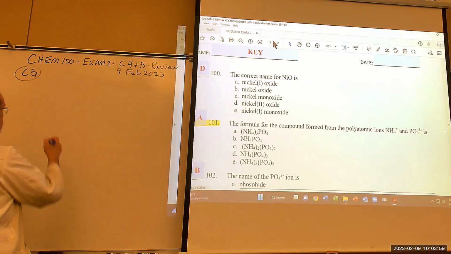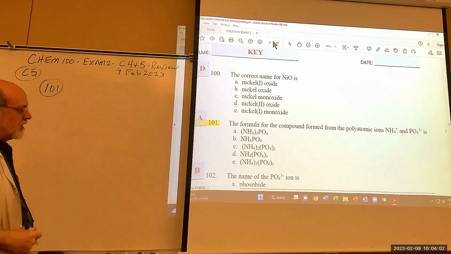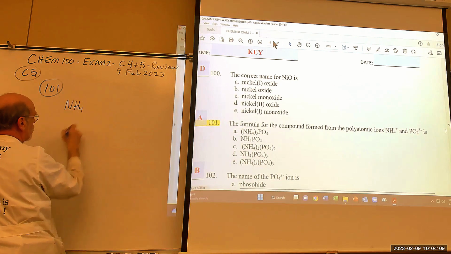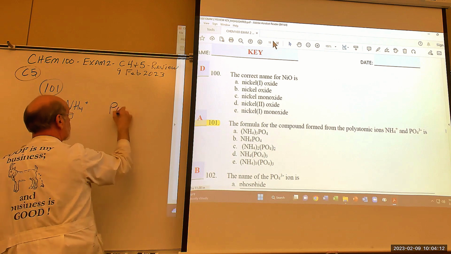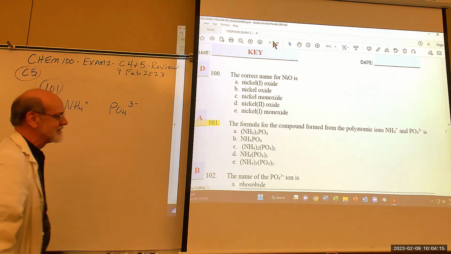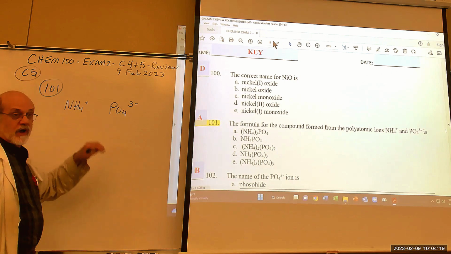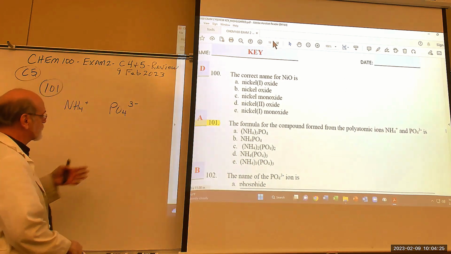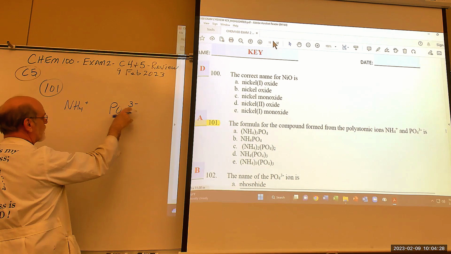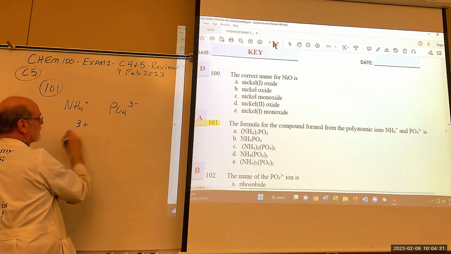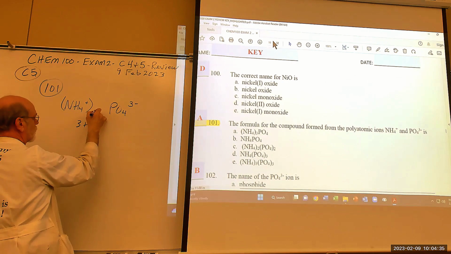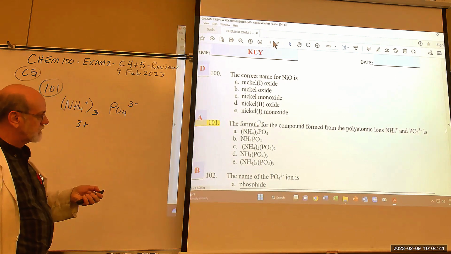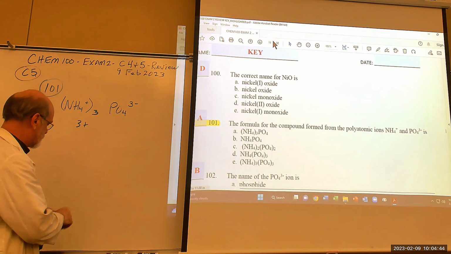All right, 101. The formula for the compound formed from the polyatomic ion ammonium and phosphate. Okay, what would be the compound formed from these two? Well, they are fixed charges, both of them. So we treat them like type 1 compounds. We just balance the charge. This one's a 3-. This one has, we need 3 pluses, right? So that means we need 3 of those. So NH4, taken 3 times, PO4 is our compound, right here. That's the formula.